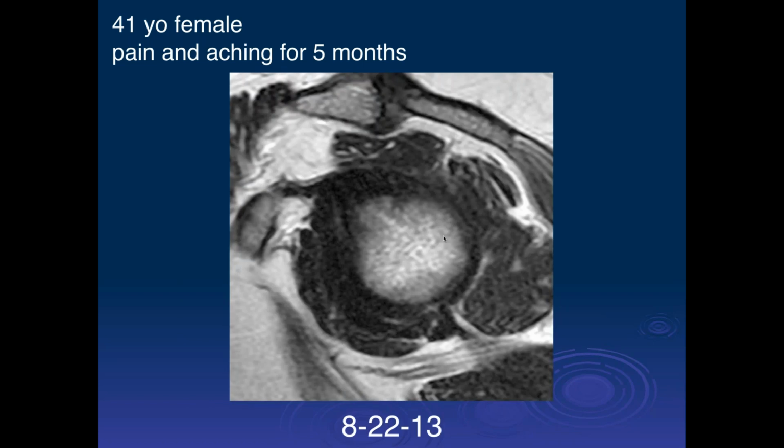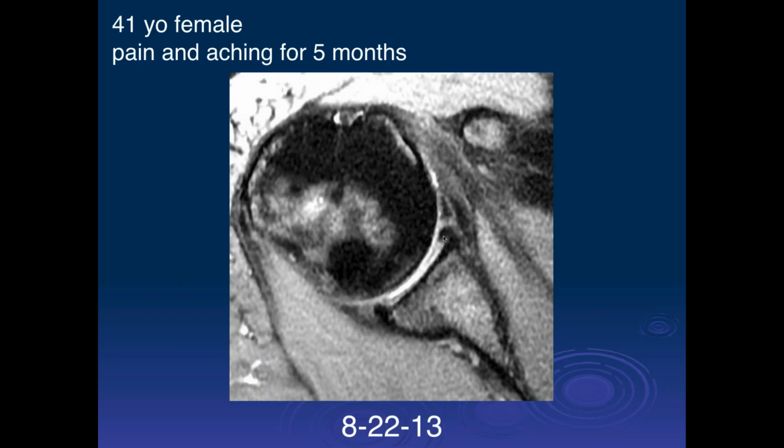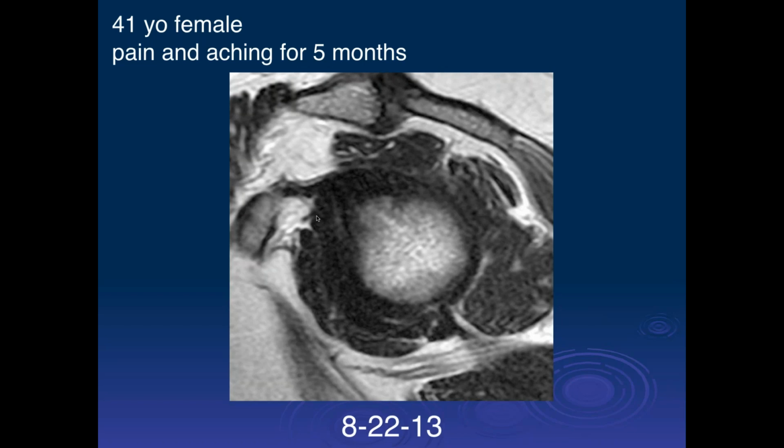So this was called an anterior labral tear in this particular patient. Here it's thought there's an anterior labral tear right here. Maybe a little bit of Hill-Sachs, even though this is a little bit too low for a Hill-Sachs. That was on 8/23/13.